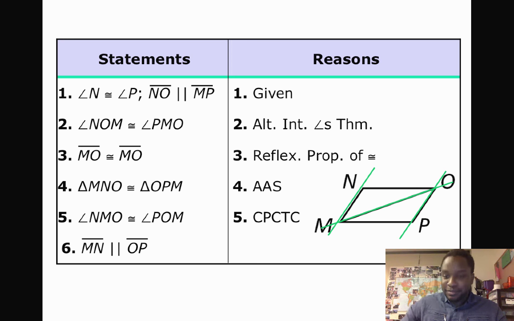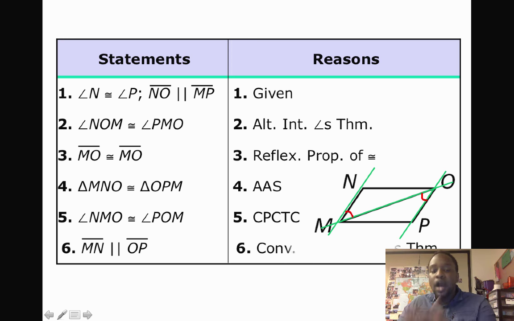Oops, wrong pen. Since we know that this angle and this angle are congruent, and these are alternate interior angles to these two lines, we can use the converse of the alternate interior angles theorem to say that MN is parallel to OP. So it's just putting it all together.